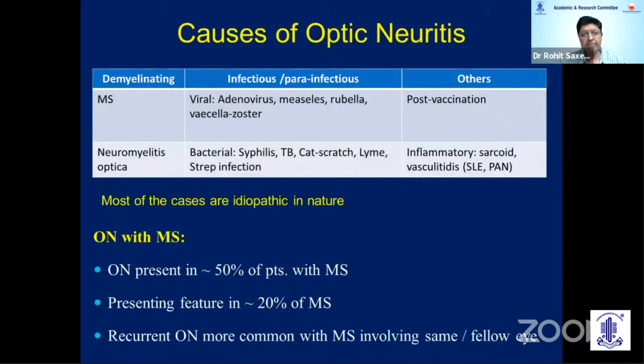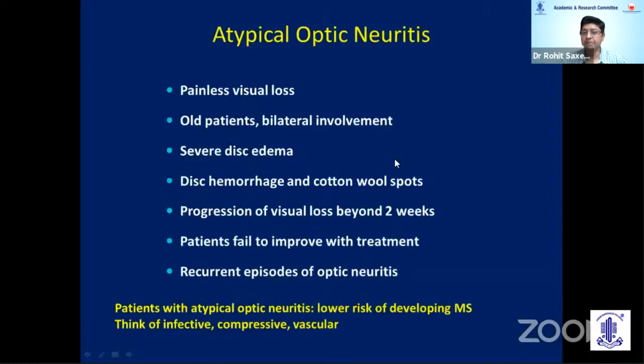The causes could be demyelinating, which is the most common cause, isolated or with multiple sclerosis, and of course, others like infections and inflammatory lesions. Optic neuritis with multiple sclerosis is what the ONTT had actually commented upon. Our understanding is that optic neuritis presents in 50% of patients with MS during their course of the disease, and it could be the presenting feature in about 20% of patients with multiple sclerosis. And recurrent optic neuritis may be more commonly associated with multiple sclerosis.